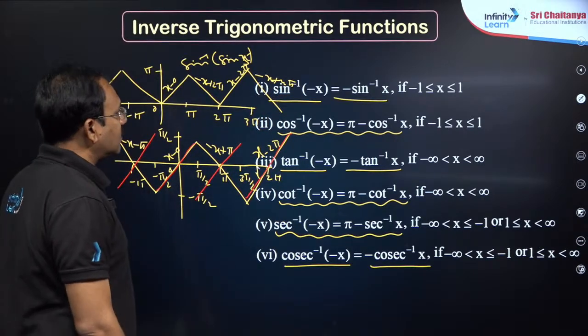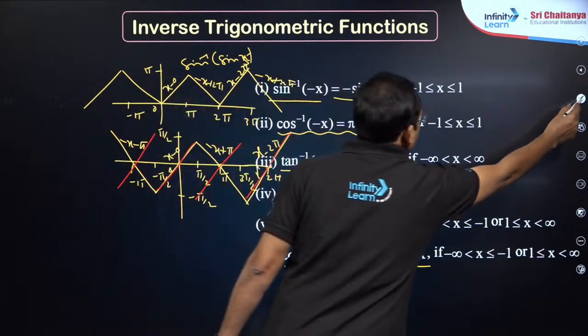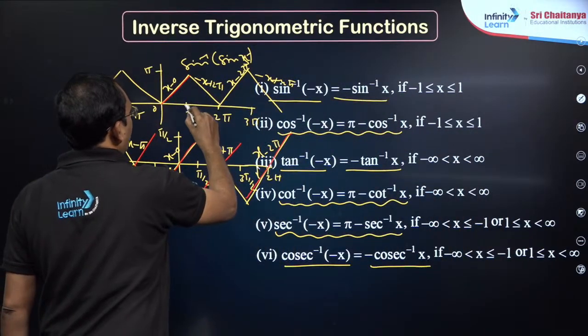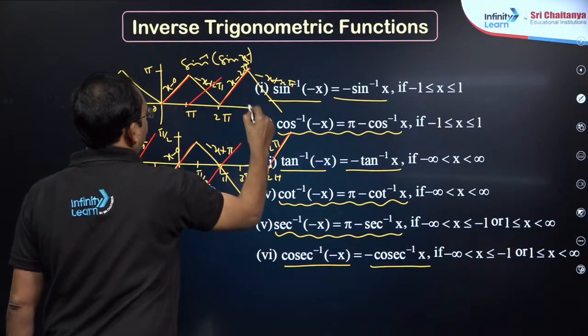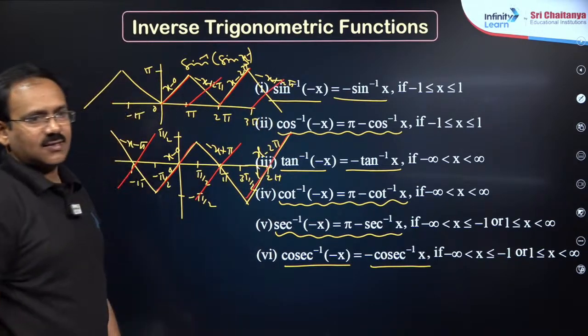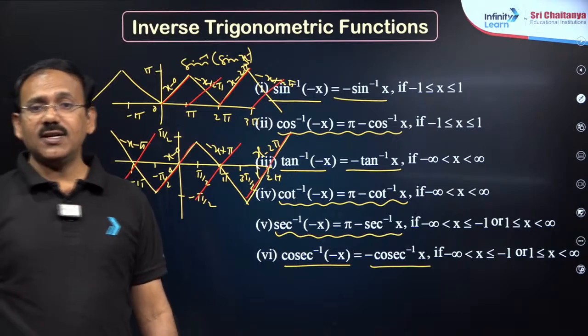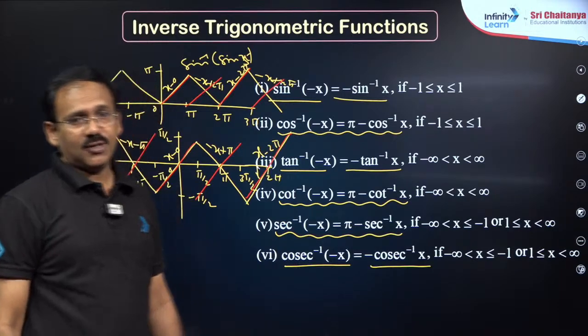If you want the cot inverse of cot x graph, it is also here itself. Cot inverse of cot x, 0 to pi same, pi to 2 pi this, 2 pi to 3 pi, it will be like this, my dear friends. That's it. So these graphs are very, very important, my dear friends.